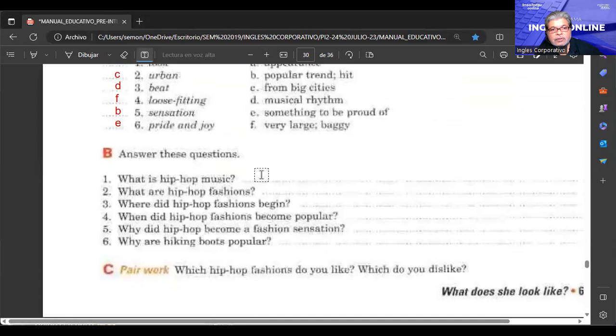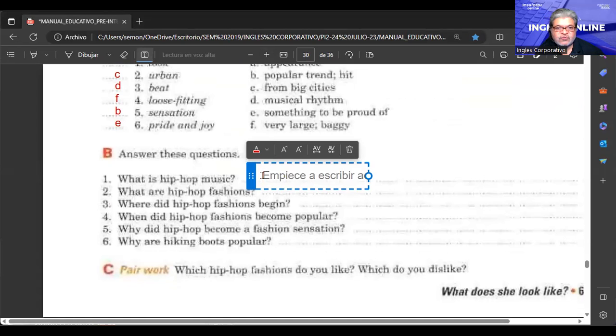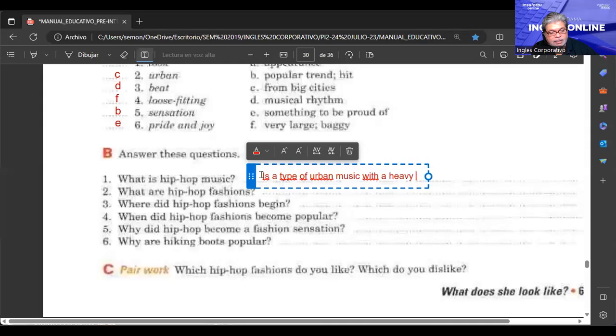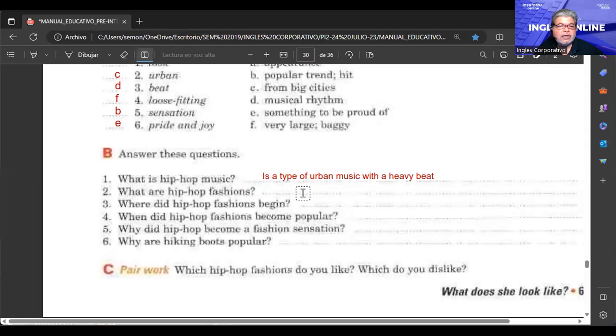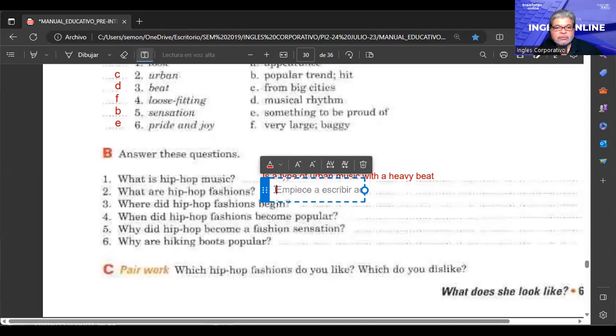Okay. North American band. What is hip hop music? Tell me. It's a type of urban music with a heavy beat. Urban music with a heavy beat. Okay. What are hip hop fashions? Loose fitting street clothes. Street clothes, baggy pants, sweatshirts.